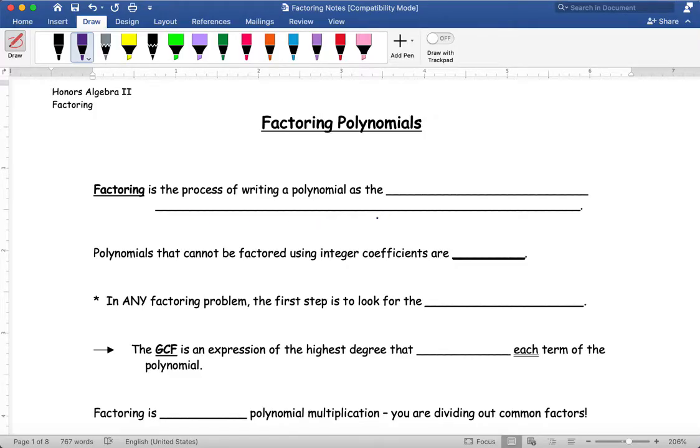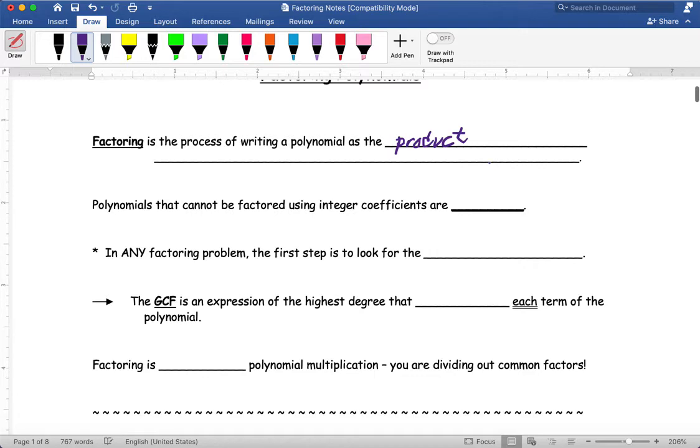It's the process of writing a polynomial as the product of two or more polynomials. Product of two, that's the minimum, two or more polynomials.